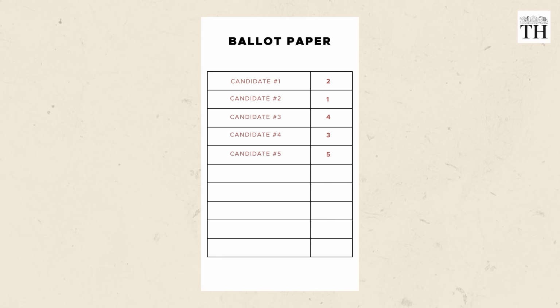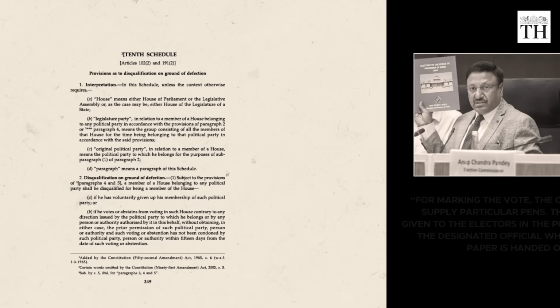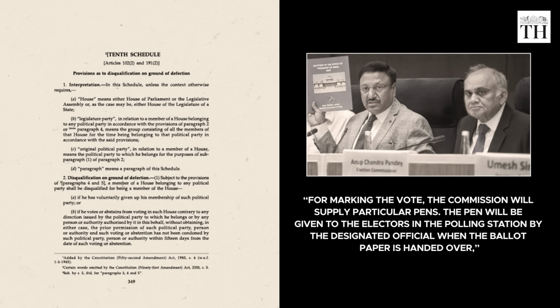Moreover, the anti-defection law that disallows MPs and MLAs from cross-voting doesn't apply to the presidential election. This year, the pen used for marking will be provided by the Election Commission, and any alteration to this will nullify the voter's ballot paper.